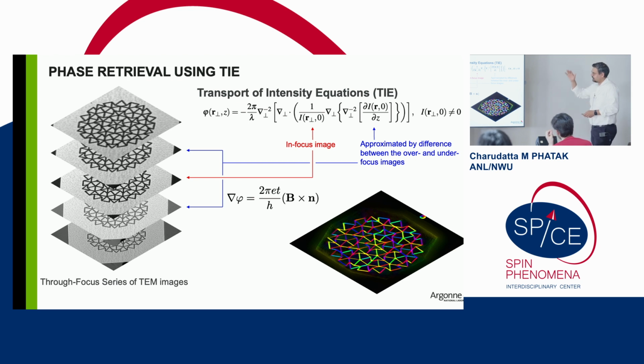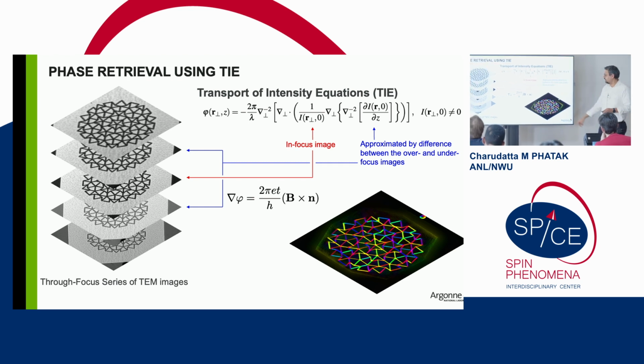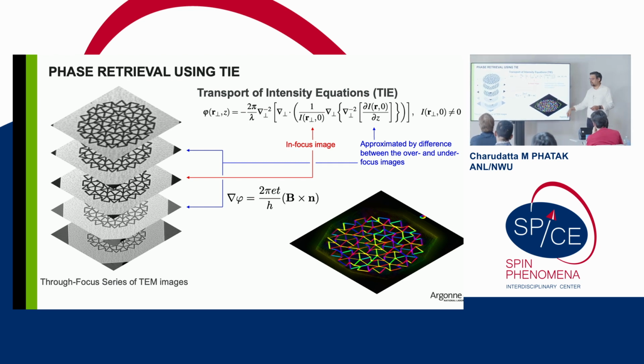From these through-focus series of images that we have recorded, we can actually reconstruct the magnetic induction maps using the transport of intensity equation. Basically, the transport of intensity equation relates the through-focus series to the phase shift of the electron wave, and from the gradient of the phase shift, you can then map the local projected magnetic induction, where the color indicates which direction the magnetization is.